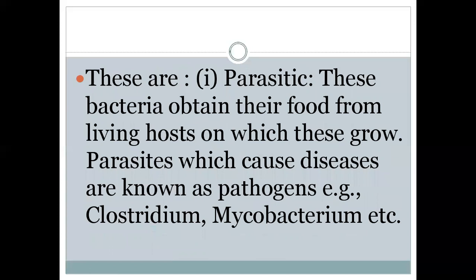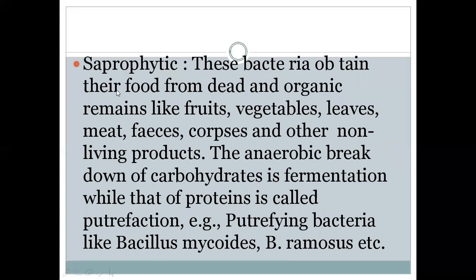And these, as I told, are parasitic in nature. These bacteria obtain their food from living hosts on which they grow. They are pathogens or parasites. They will grow on another organism and derive their food from those organisms. Parasites which cause disease are called pathogens. Examples: Clostridium, Mycobacterium, etc. Next category is saprophytes.